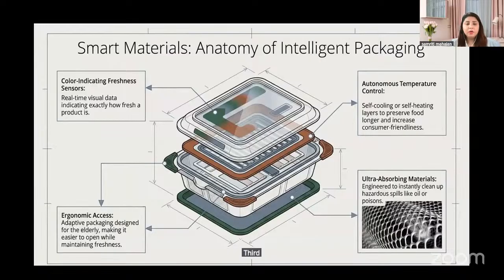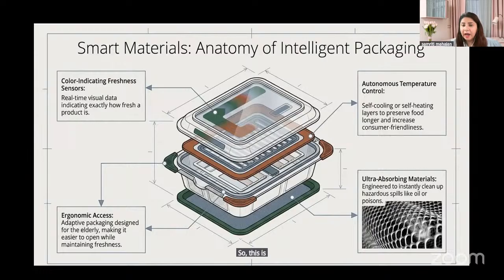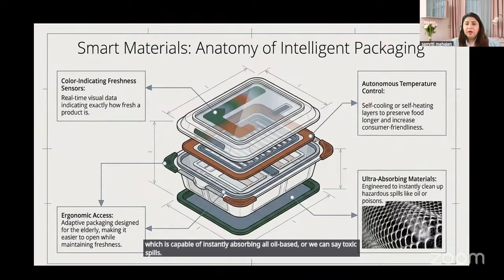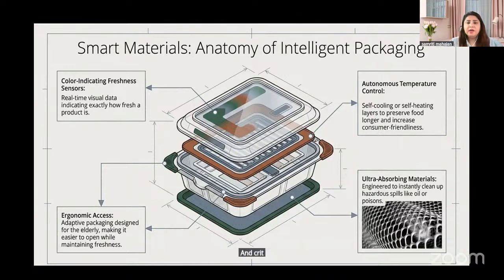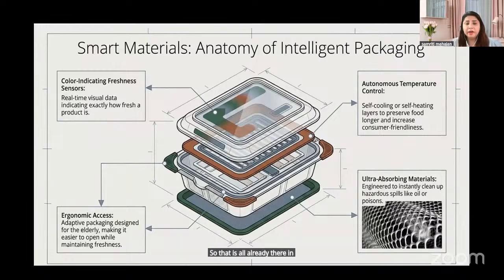Third, we'll talk about ultra absorbing materials. You see this image at the bottom right. This is a nano-engineered surface which is capable of instantly absorbing oil-based or toxic spills, and critically, for hazardous material containment in processing environments. So that is already there in the market.